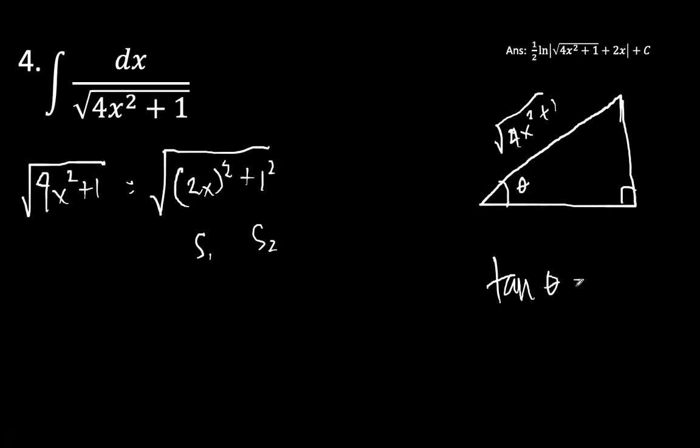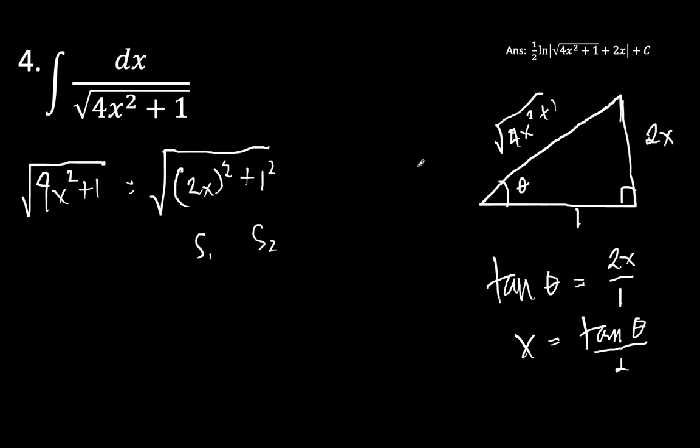So tangent is equal to the opposite. Here we want to make the opposite the variable, so that's 2x, and this is the 1. So we have tangent theta equal to 2x over 1. And this becomes x is equal to tangent theta over 2. So this is now our x.